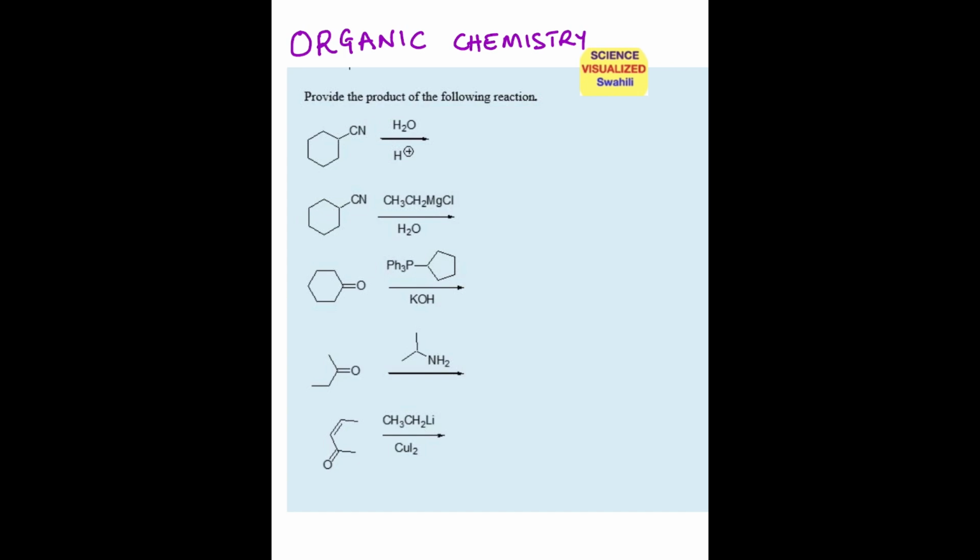Now the question here says, provide a product of the following reaction. In the first case, you have a nitrile, the CN, that's C triple bond N, reacting with water under acidic conditions. And the end result is that you end up forming a carboxylic acid. So that carbon that had nitrogen becomes carboxylic acid.